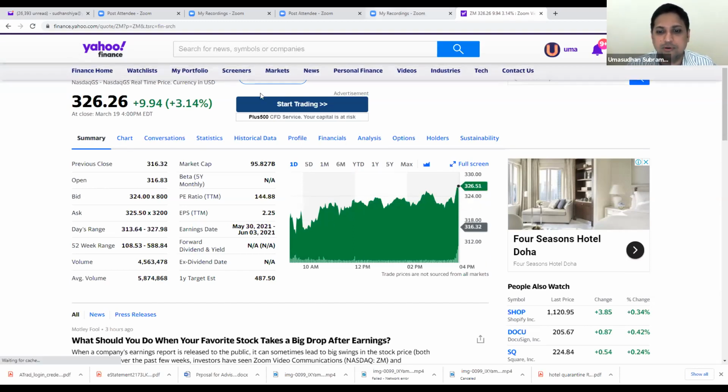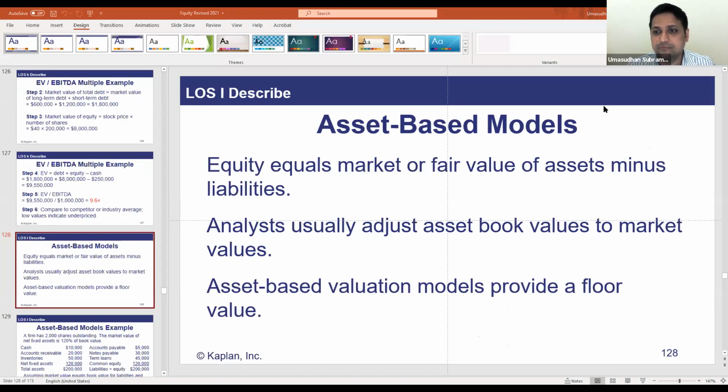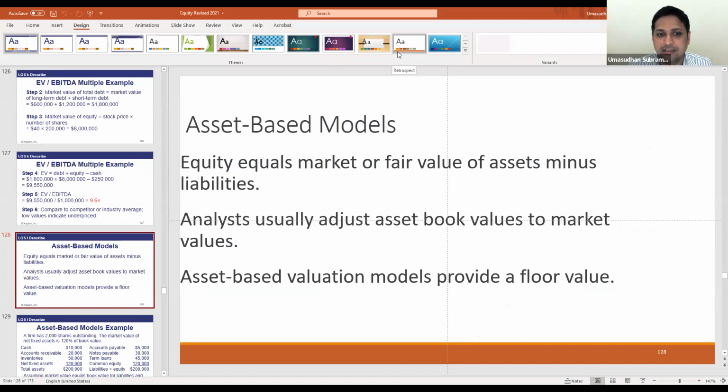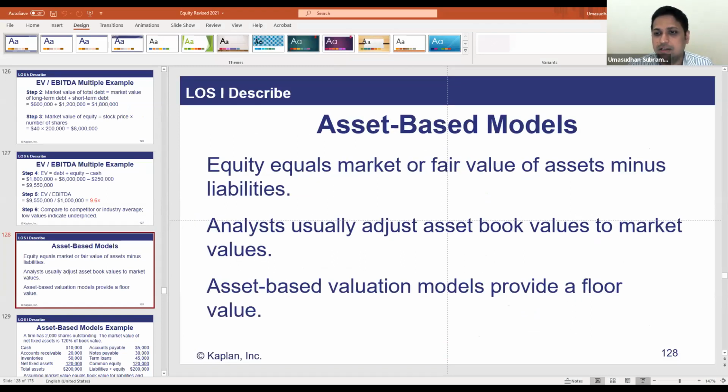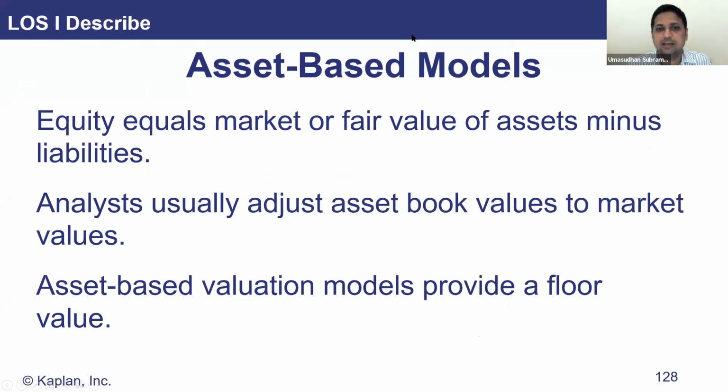Right, so going back, we looked at the multiples approach, and what is the other one we were looking at? Discounted cash flow approach. And now the last thing that we are going to talk about today is the asset-based model. So in the asset-based model, we are going to value a company based on the balance sheet assets. So we are going to look at the net assets of a company.